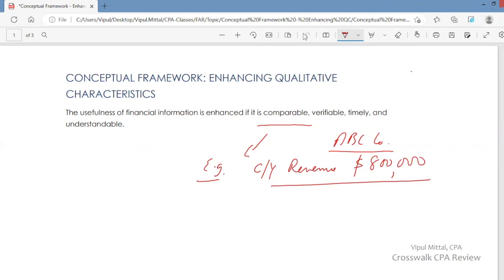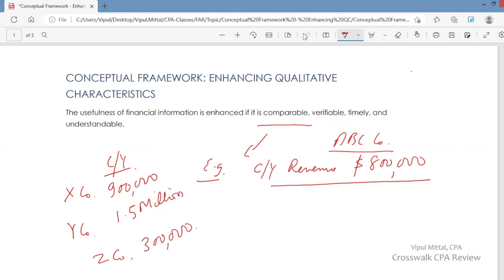So what is the current year revenue for competitors X company, Y company, Z company? What is the revenue? So current year revenue figures, $900,000, $1.5 million, $300,000. All right. Yes, it can be compared. Comparability. This information is more useful if it can be compared with similar information about other entities.